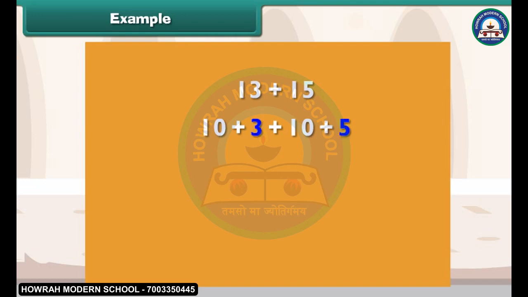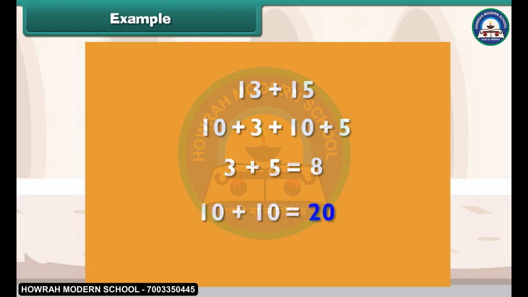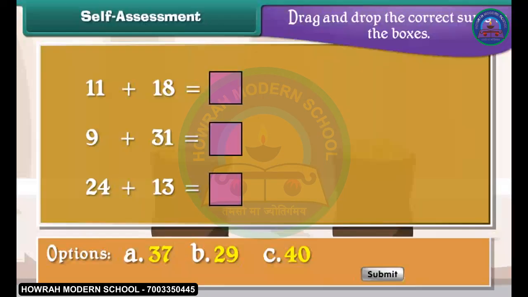3 plus 5 is equal to 8. 10 plus 10 is equal to 20. 20 plus 8 is equal to 28. 28 is the answer. Self-assessment. Add the given numbers mentally and drag and drop the correct sums in the boxes.